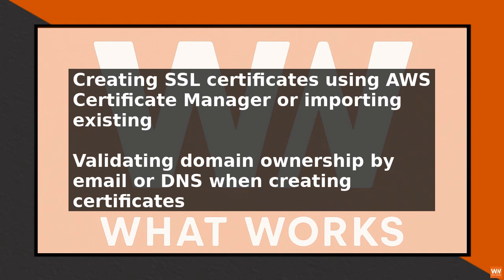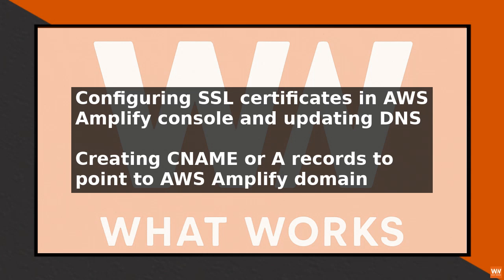After configuring the SSL certificate, update your DNS settings to point to the AWS Amplify domain. You can do this by creating a CNAME record or an A record. Depending on your DNS provider, the CNAME record should point to the AWS Amplify domain, and the A record should point to the IP address provided by AWS Amplify.